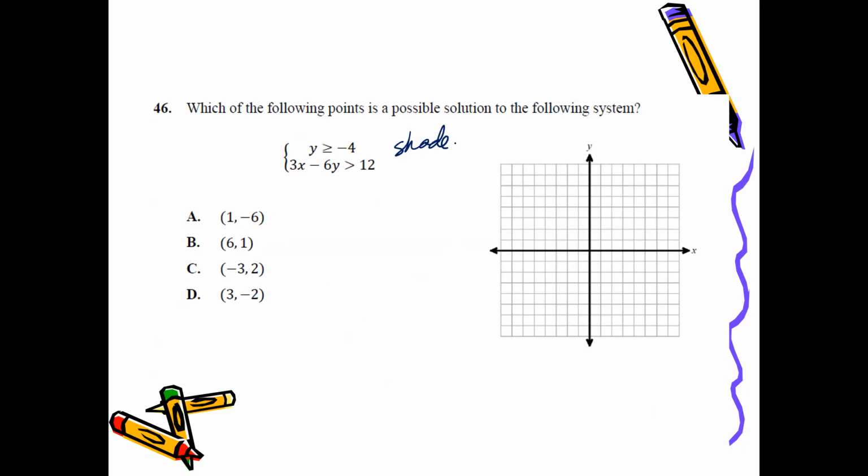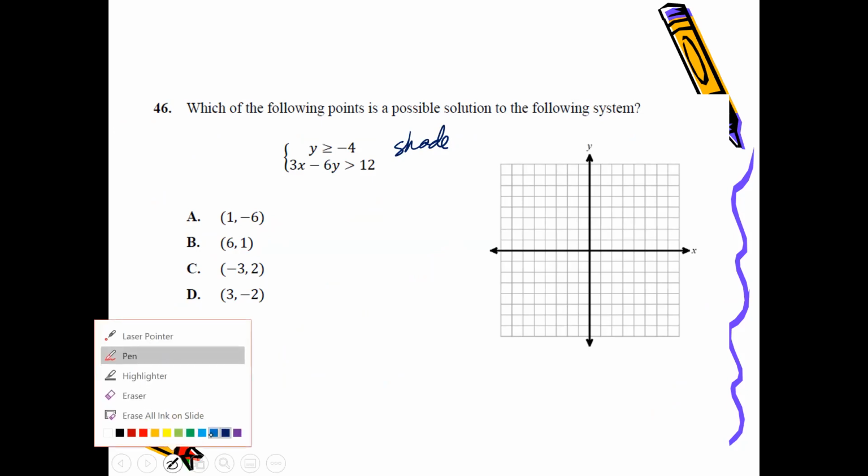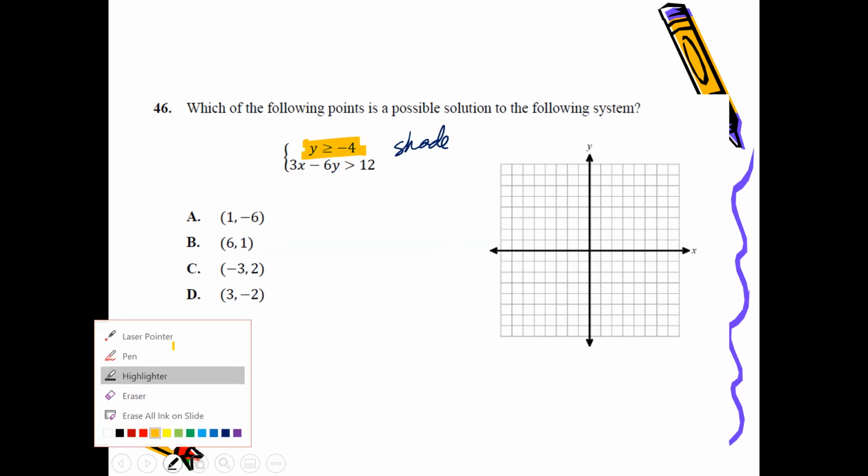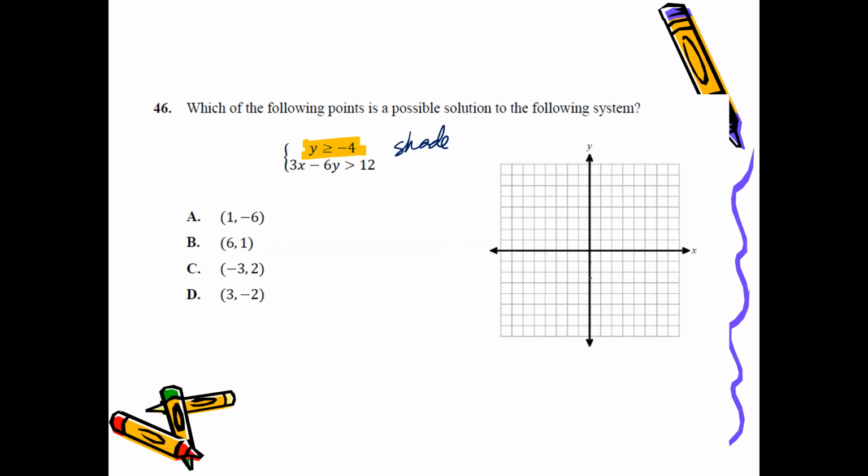All right, so let's graph the first equation here. y is greater than or equal to -4. So let's go down to -4. 1, 2, 3, 4, right there. There's an equal sign, so it's a solid line. And since it's y greater than, you're going to shade above that solid line. So I'm going to shade this way.